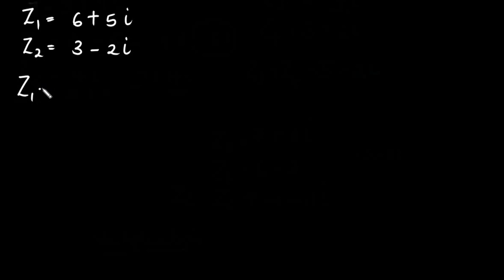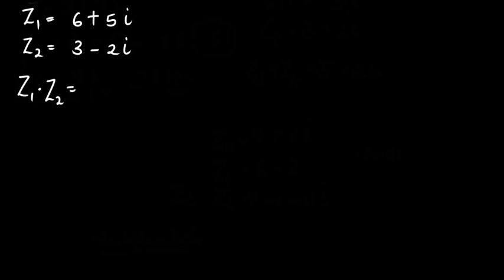We are going to learn about multiplication of complex numbers. So let's have a few examples. Let's say we have a complex number Z1 is 6 plus 5i, and then Z2 is 3 minus 2i. So what will be the value of Z1 times Z2?